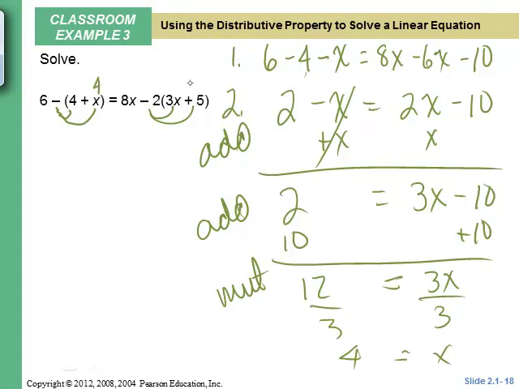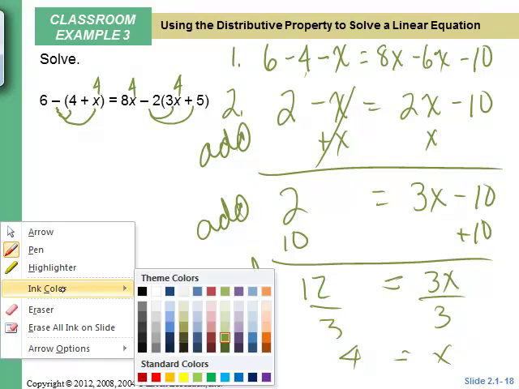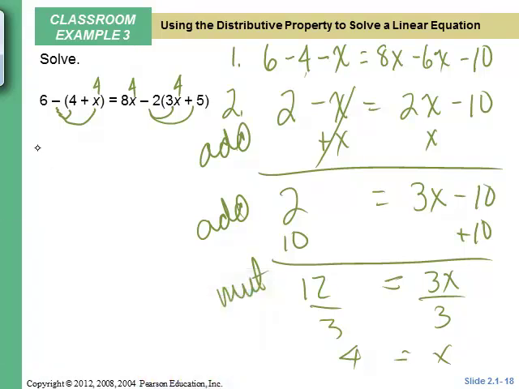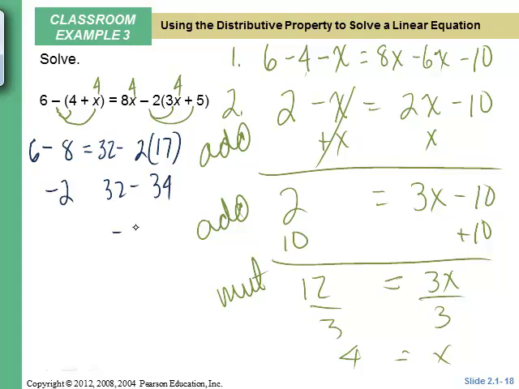Put a 4 in here, put a 4 in here, and put a 4 in here. Let's change colors so that we can see what we're doing here. 6 minus 4 and 4 is 8. Does that equal 8 times 4 is 32 minus 3 times 4 is 12 and 5 is 17 times 2? 6 minus 8 is negative 2. 32 minus 34 is negative 2. So we do solve that equation.